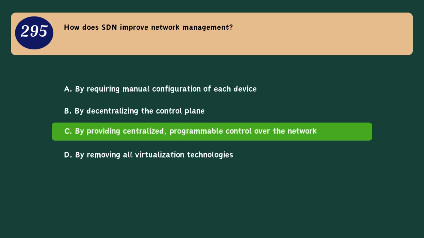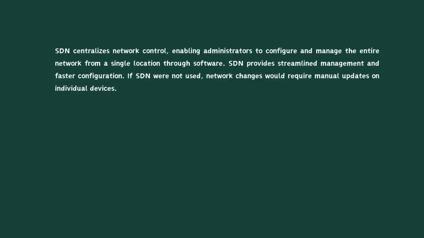Correct answer. C. By providing centralized, programmable control over the network. SDN centralizes network control, enabling administrators to configure and manage the entire network from a single location through software. SDN provides streamlined management and faster configuration. If SDN were not used, network changes would require manual updates on individual devices.